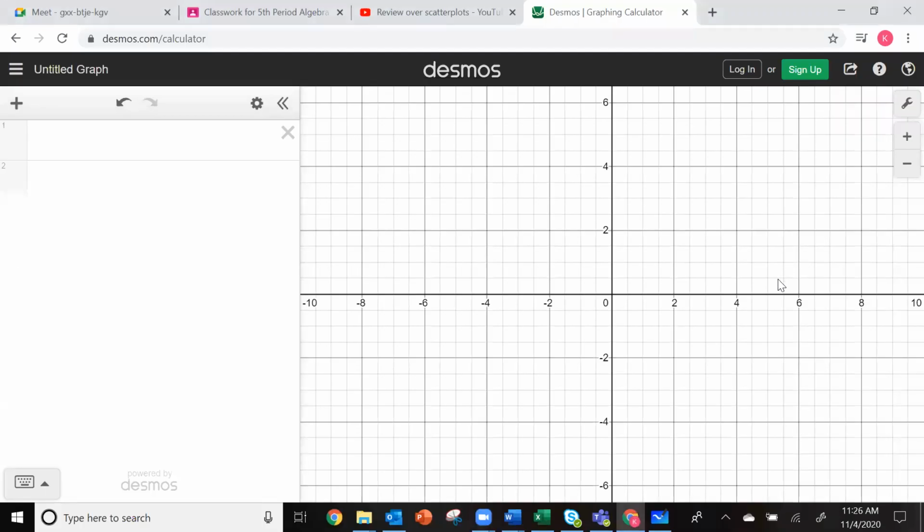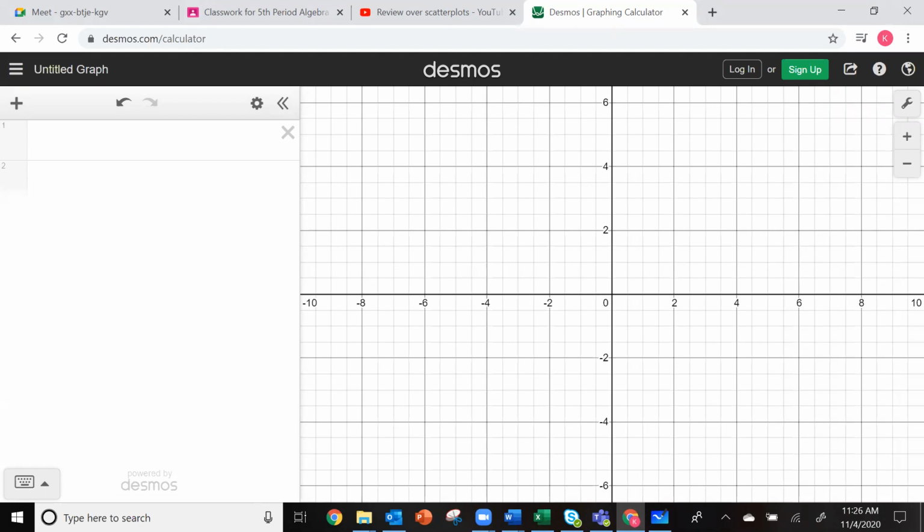Hi there. Today we are going to work on how to put data into Desmos to pull up a scatter plot. So the first thing I need everybody to do is go to desmos.com and pull the calculator up. Okay, this way you have your online calculator tool.